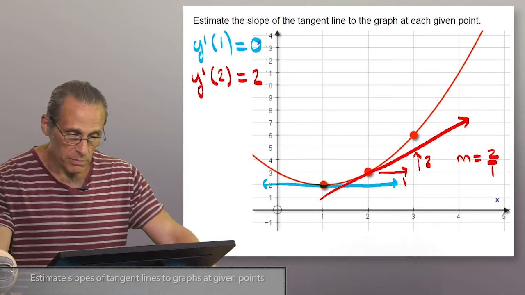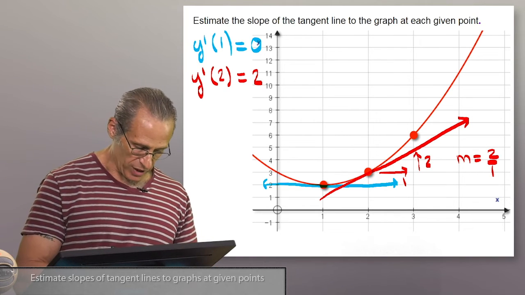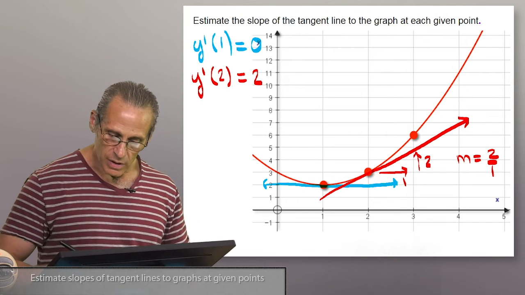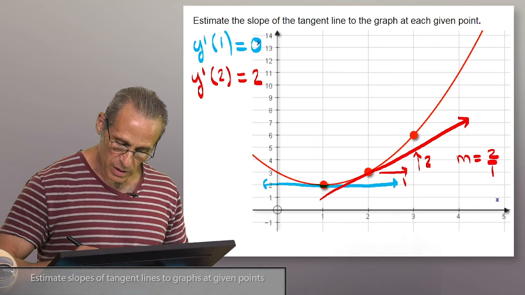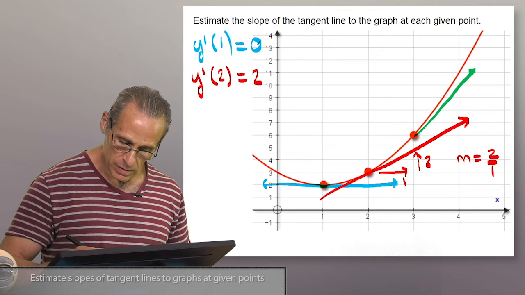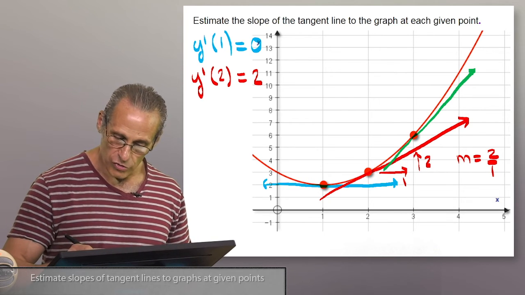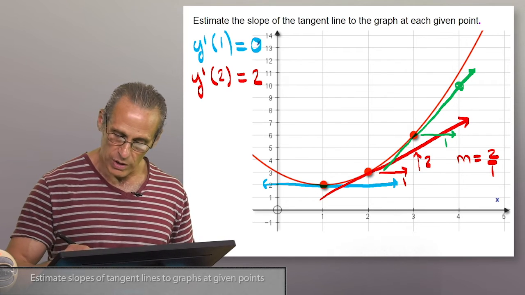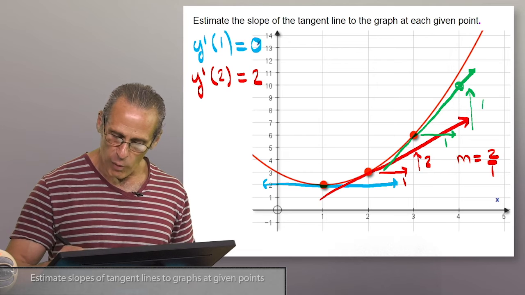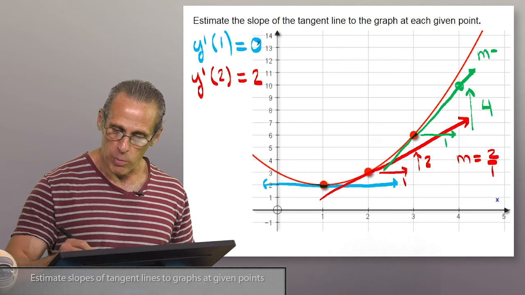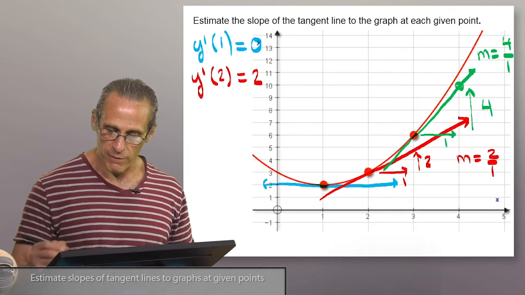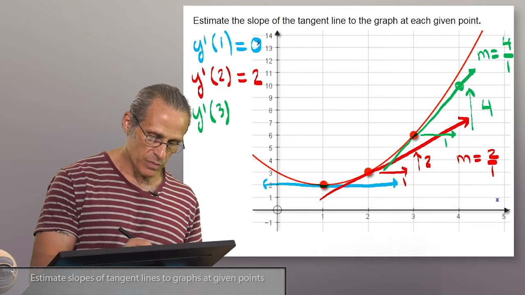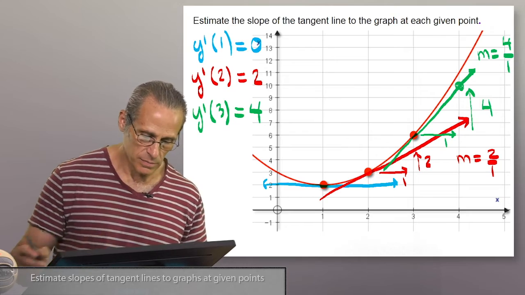Now the third point is at x equals 3. Again, I'm going to sketch a tangent line. So to sketch a tangent line, I'm going to do my best to create that tangent line, and to figure out the slope, I realize I've gone right 1 unit. Looks like I've gone up 4. And so my slope, rise over 1, would be 4. And I would write my derivative at 3 is equal to 4.